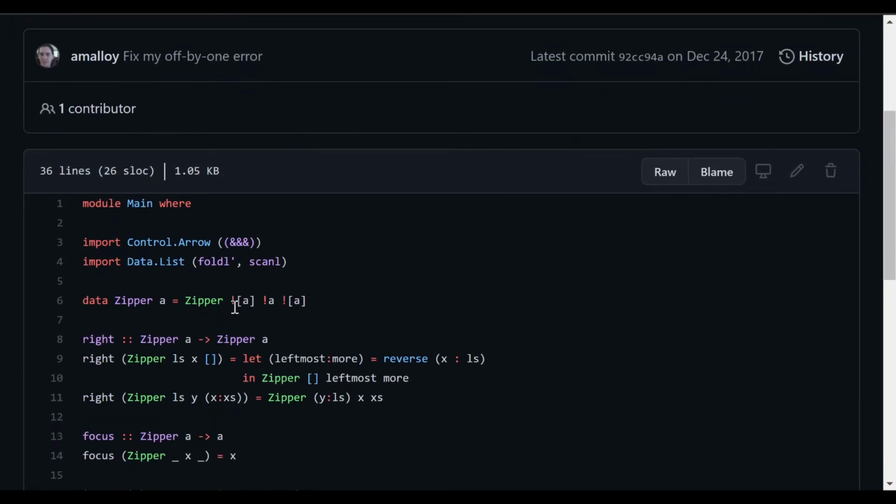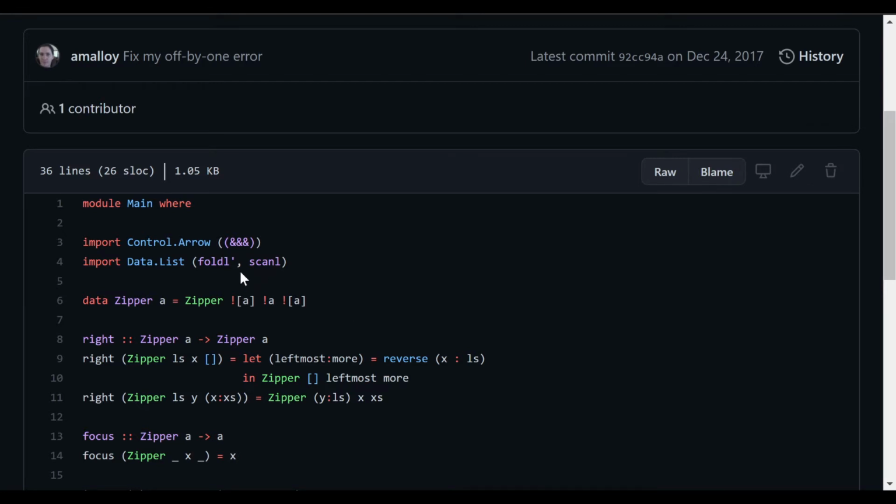So a zipper is actually a more general concept than this. There are many kinds of data structures, and for many, although I believe not all data structures, you can compute a zipper for that data structure. And a zipper is kind of like that data structure, but with a focal point in it somewhere where you're paying attention.